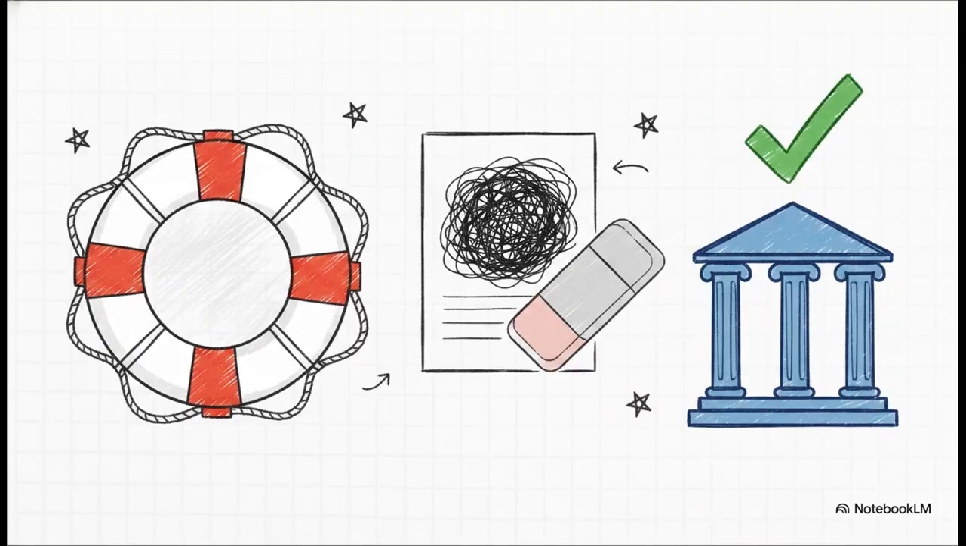But hey, what if you didn't commit fraud? What if it was truly just an honest mistake? Well, Section 87 is your lifesaver here. The central government has the power to rectify the register.